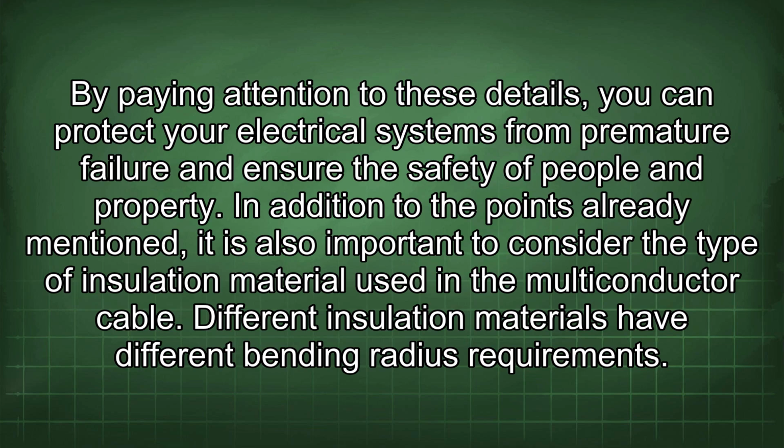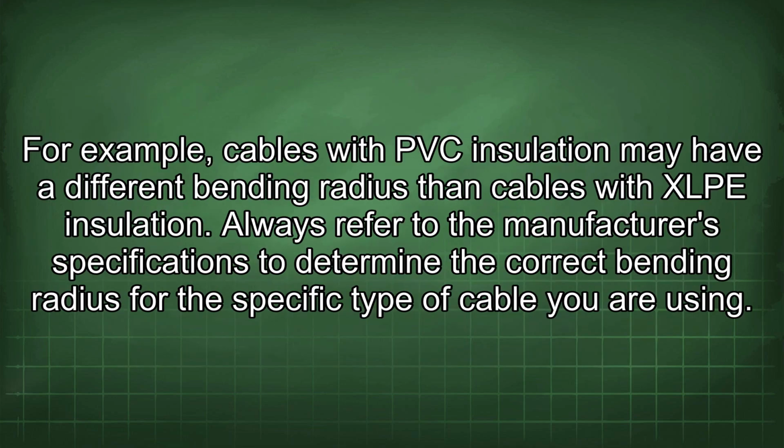In addition to the points already mentioned, it is also important to consider the type of insulation material used in the multiconductor cable. Different insulation materials have different bending radius requirements. For example, cables with PVC insulation may have a different bending radius than cables with XLP insulation. Always refer to the manufacturer's specifications to determine the correct bending radius for the specific type of cable you are using.